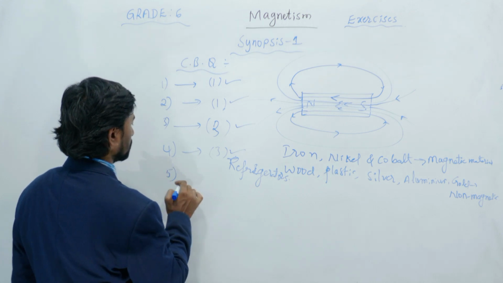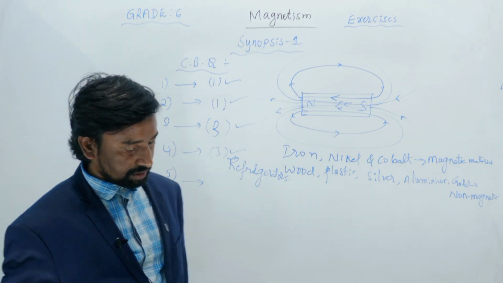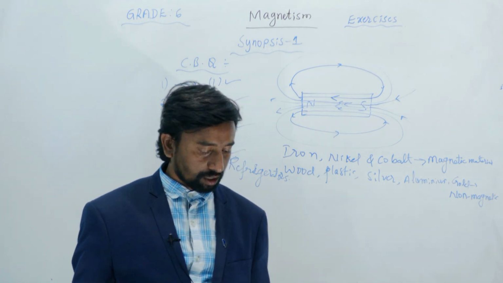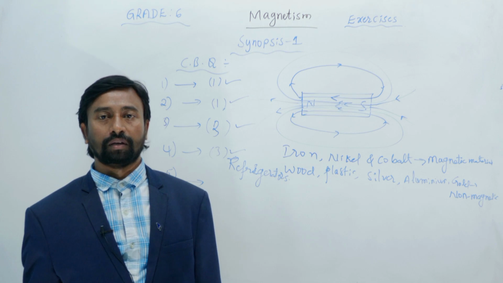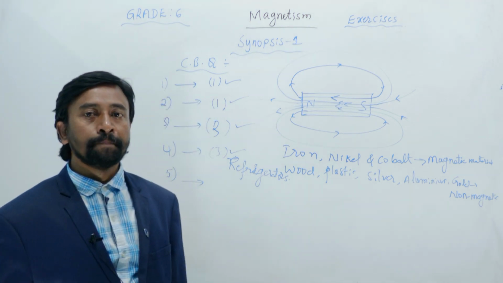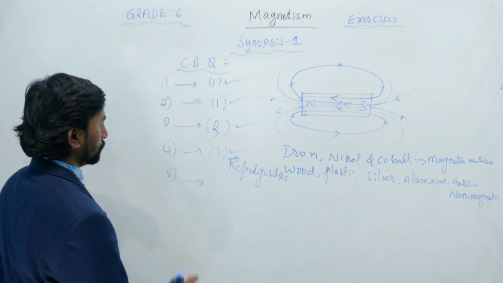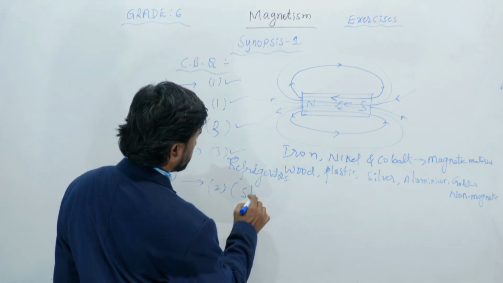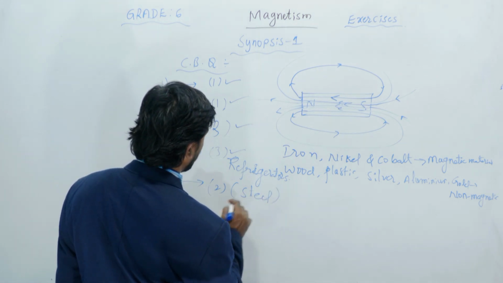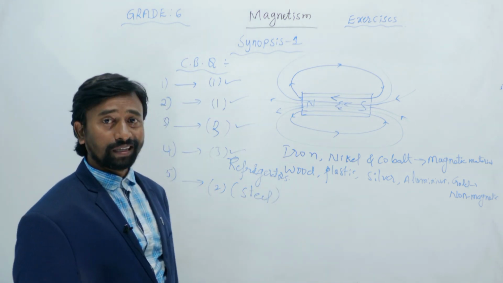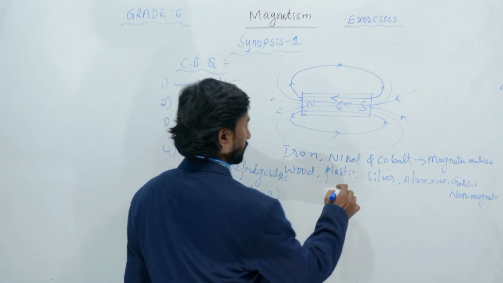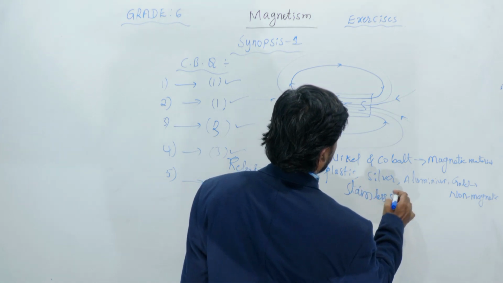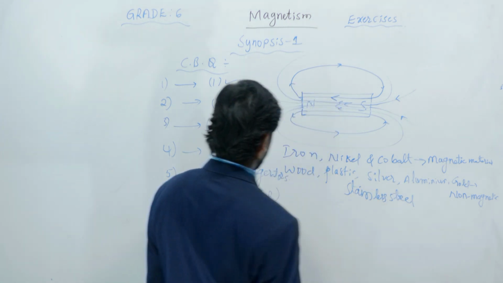Okay, and the fifth one is given here. Which of the following substances is used to make permanent magnets? Soft iron, steel, zinc, copper. Steel is used to make permanent magnets, so it is option 2. And again, stainless steel is a non-magnetic material, which you should remember.